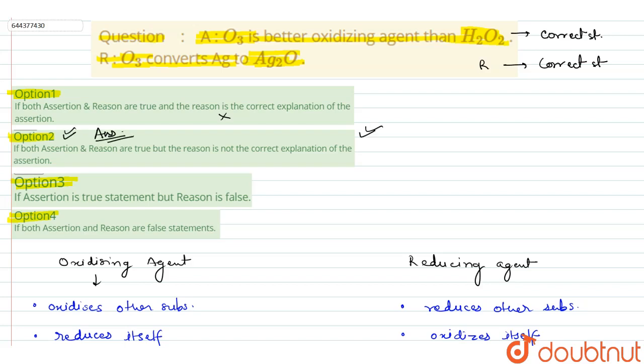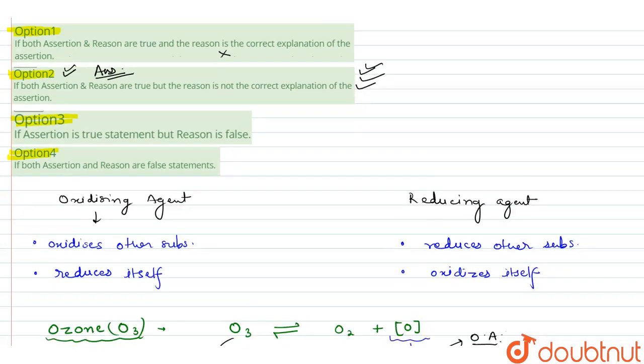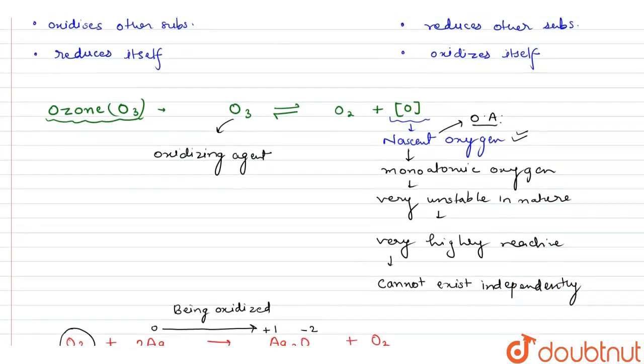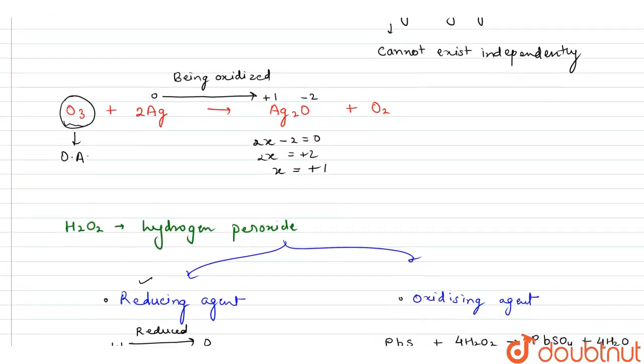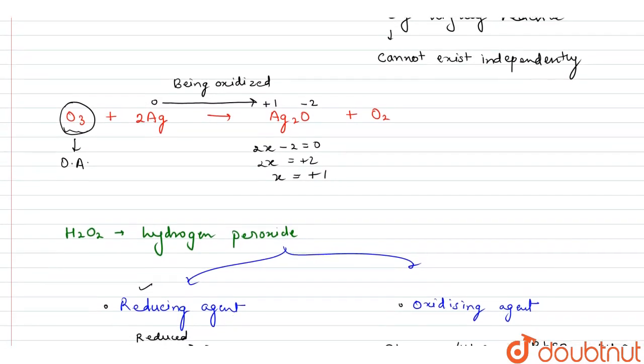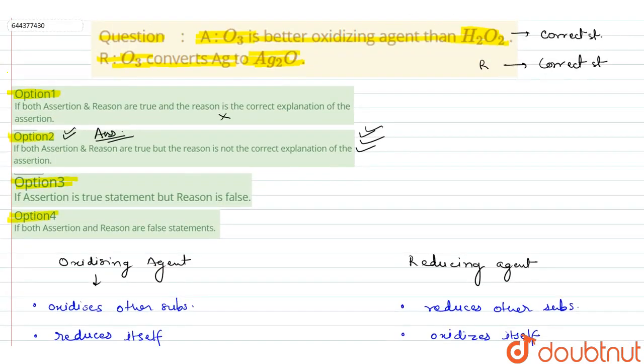So I hope you have understood the concept of why O3 is a better oxidizing agent than H2O2. I have explained every concept well here. You must remember the important points and you will be able to do such questions based on these facts. Thank you for watching this video on Doubtnut. Your correct answer is option 2.